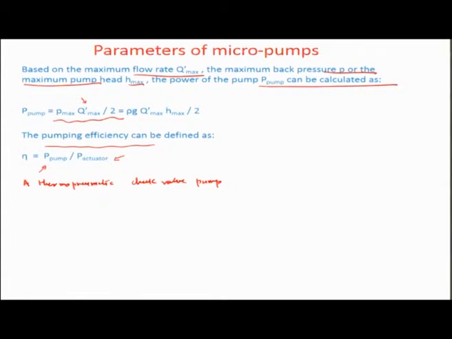So, the thermopneumatic check valve pump delivers a maximum flow rate of 34 microliters per minute and a maximum back pressure of 5 kilopascals. So, we have to actuate the thermopneumatic mechanism.